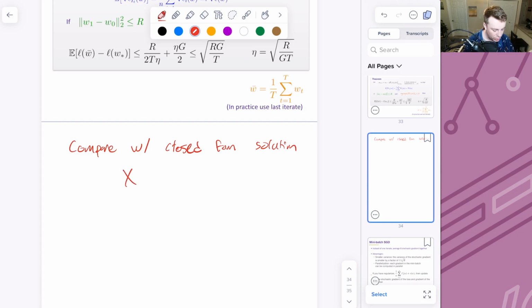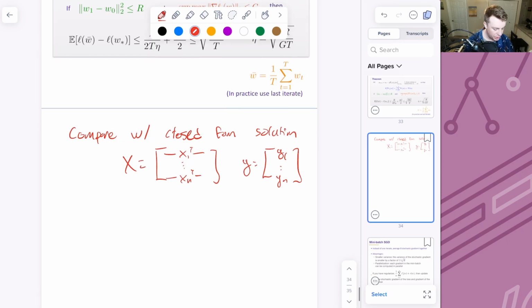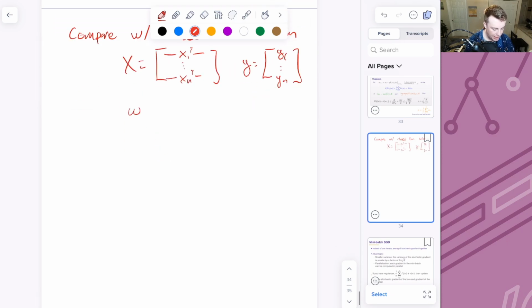So as a reminder, for our closed form solution, we had our data matrix X that had x1 transpose as the first row, and then xn transpose as the last row. Then we had our Y vector that had y1 all the way to yn. And as a reminder, to solve this, we said W hat is equal to (X transpose X) inverse times X transpose Y. So how much time does it take to actually compute this thing?